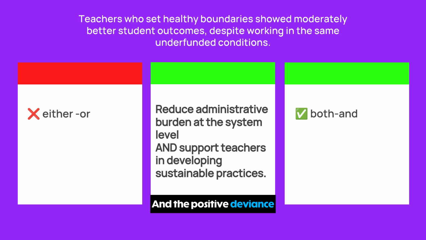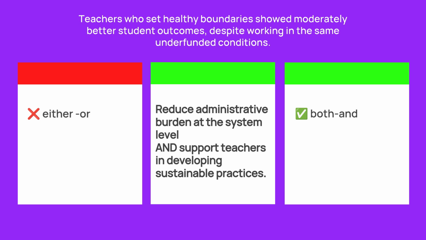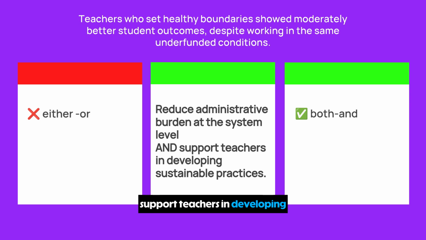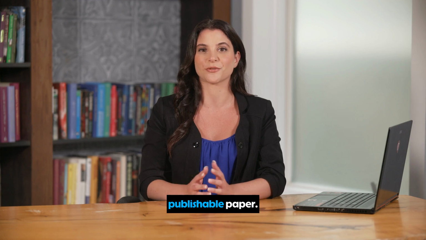And the positive deviance case adds nuance. Teachers who set healthy boundaries showed moderately better student outcomes, despite working in the same underfunded conditions. So the recommendation isn't either-or. Reduce administrative burden at the system level and support teachers in developing sustainable practices. That's a nuanced both-and conclusion. And it came directly from the integration, qualitative themes analyzed against quantitative outcomes in one matrix with auditable reasoning behind every cell. This analysis becomes a publishable paper.